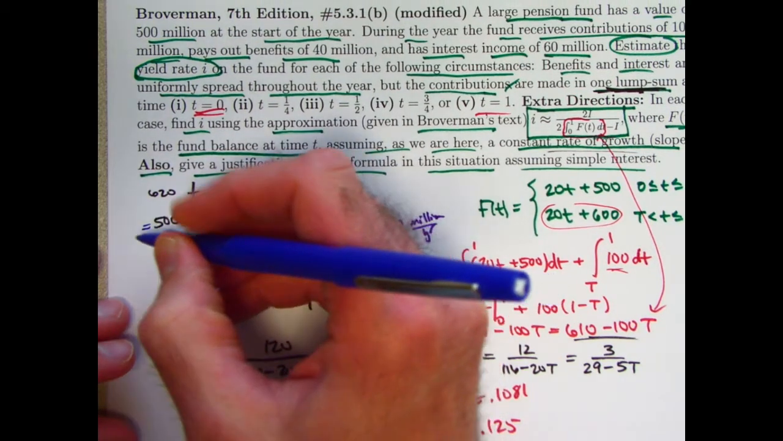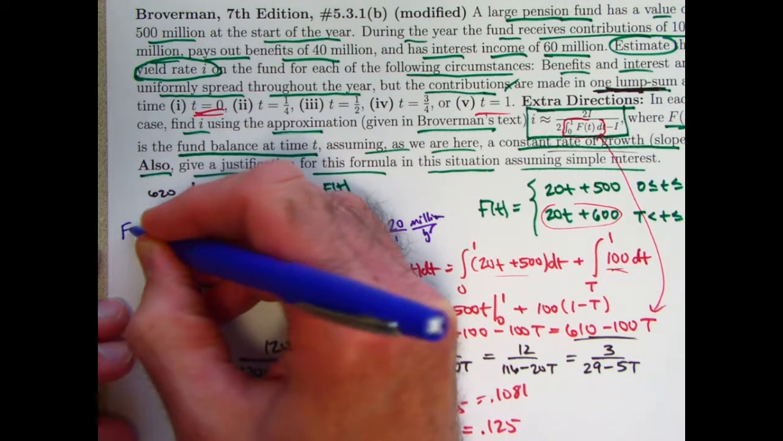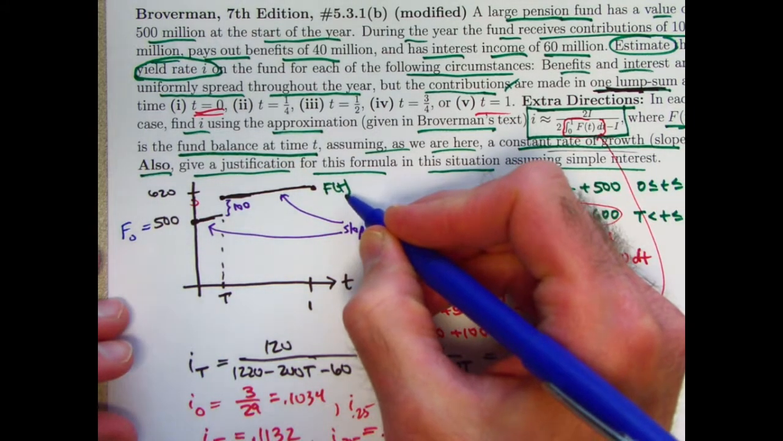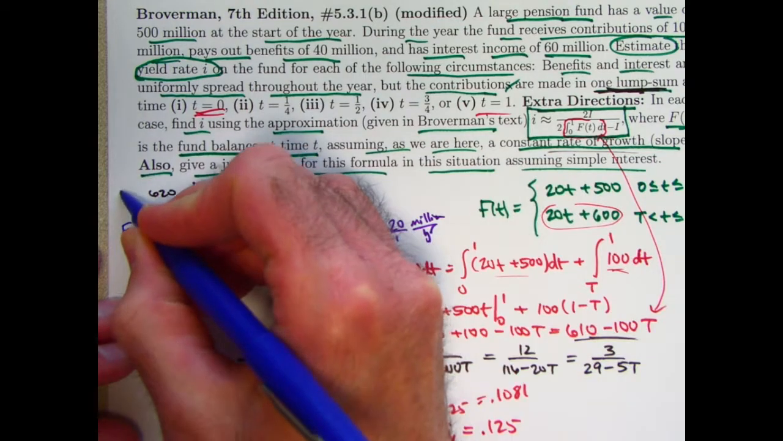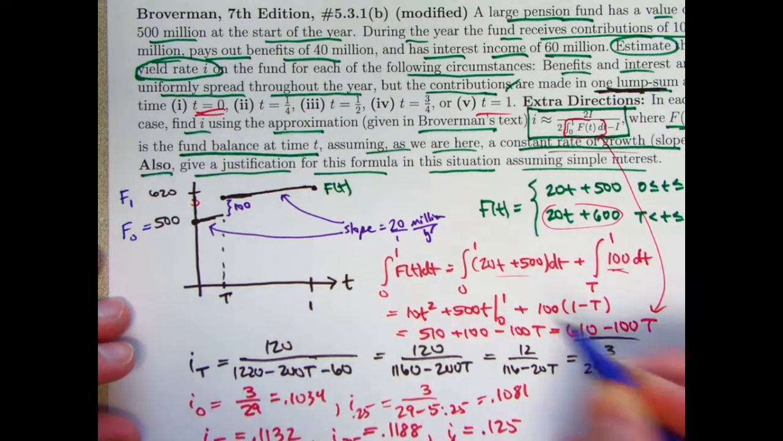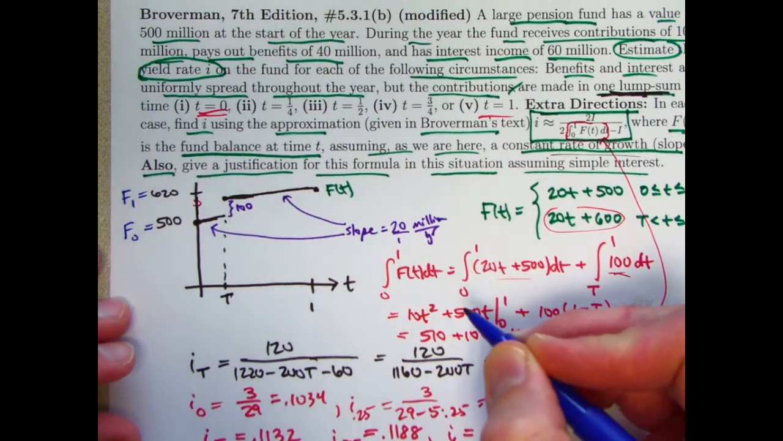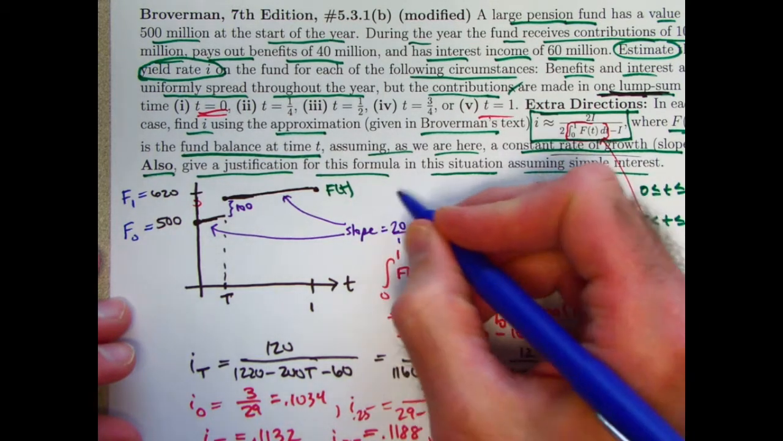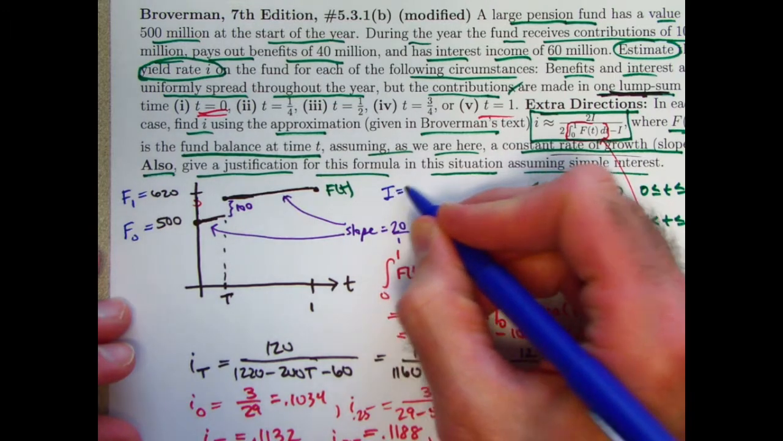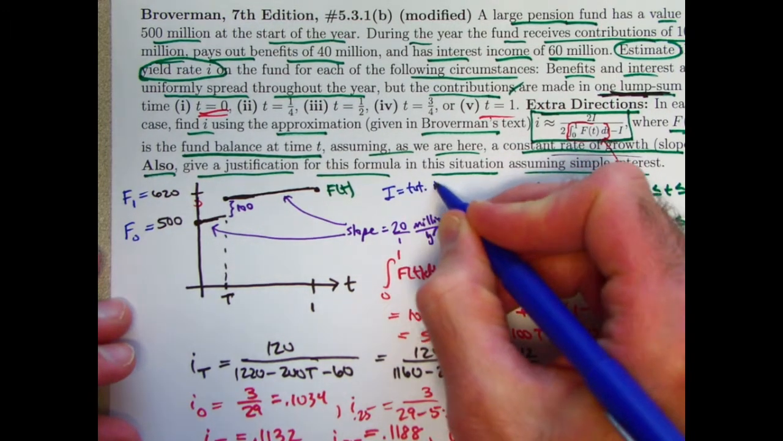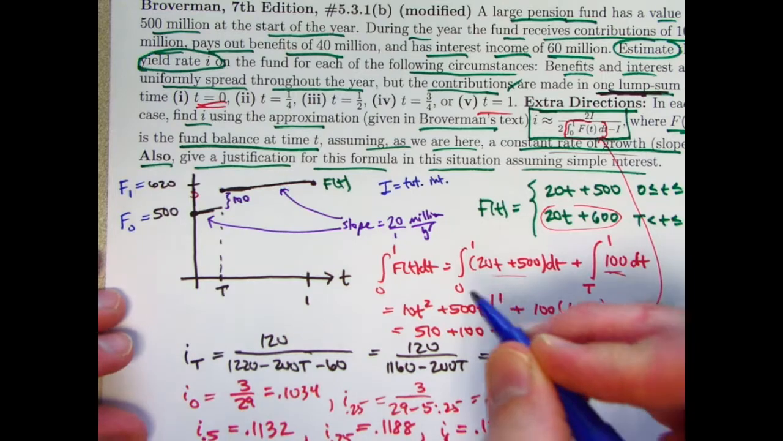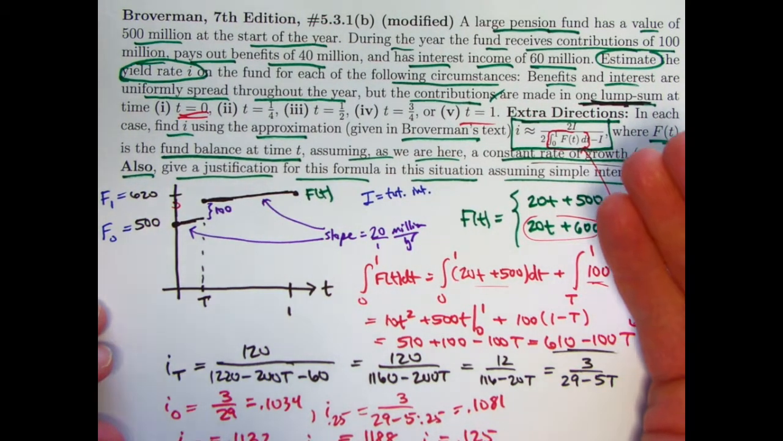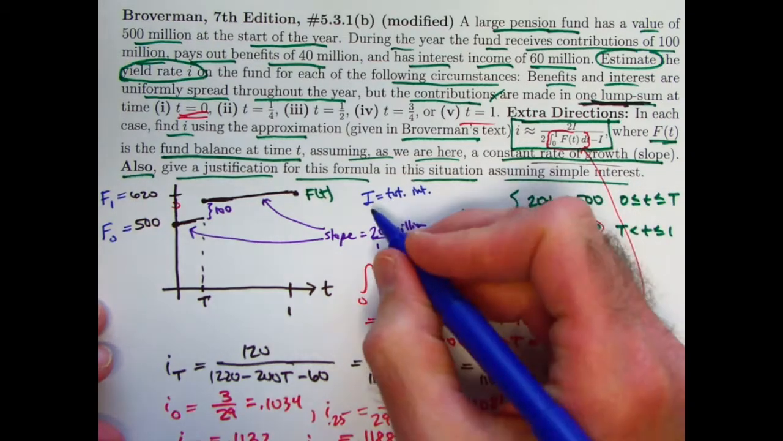Let's label the starting balance capital F sub 0. After all, it does equal capital F of 0. And the ending balance capital F sub 1. The total interest we will label as capital I. Total interest, but you could also think of that as a total interest rate at which interest is being earned, if you like, because we are assuming uniform over 1 year.